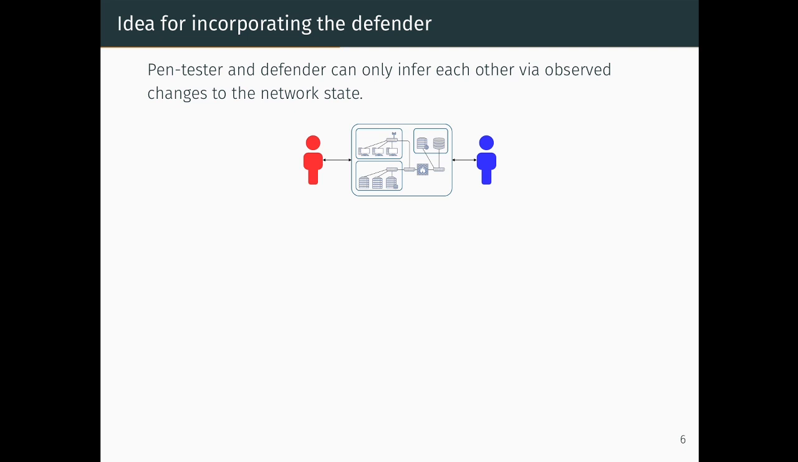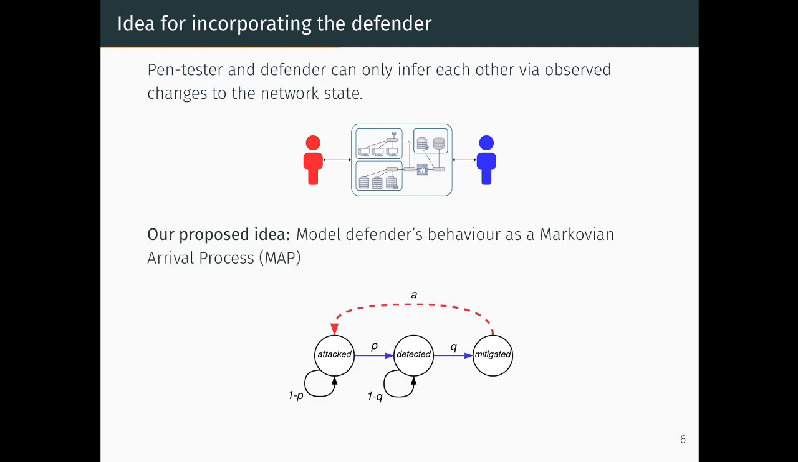From the pen tester's point of view, the defender is some random process which detects and mitigates the pen tester's actions. Incorporating the full model of the defender into the pen tester model would be very difficult and result in an exponential increase in the size of the state space. Our proposed idea is to model the defender as a Markovian arrival process, or MAP.